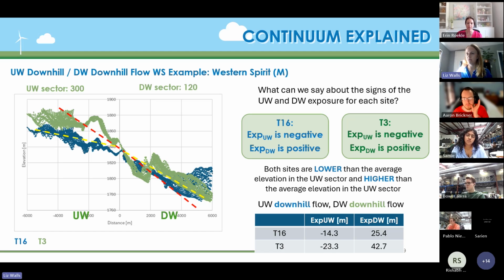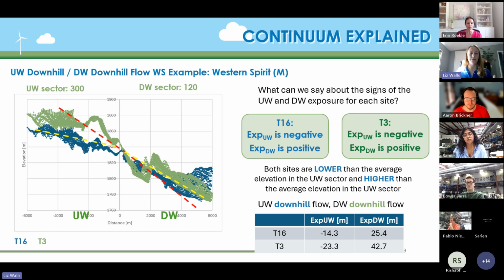T3, same thing, negative upwind, positive downwind. We have downhill flow at both sites, in both directions. We have downhill flow in the upwind direction, downhill flow in the downwind direction. Pretty simple. The wind is just flowing down this slope, right?